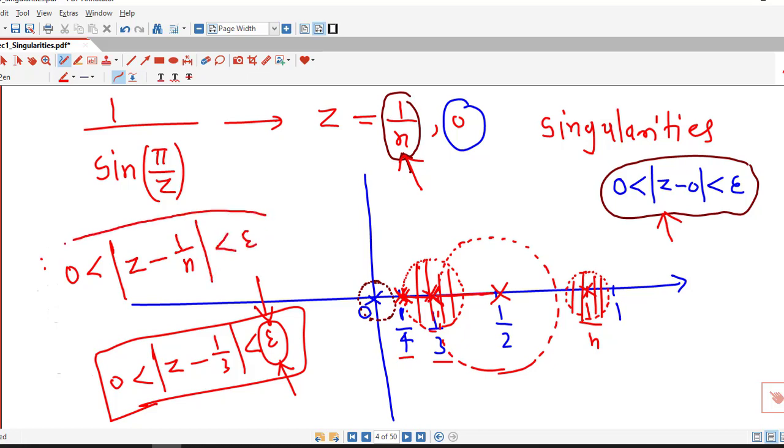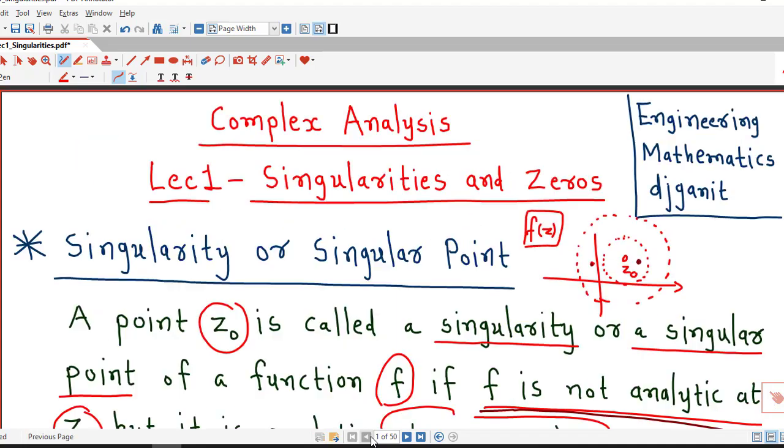Okay, we can always have this type of deleted neighborhood such that the function is analytic throughout this deleted neighborhood. The radius of this deleted neighborhood will be the distance of the point 1 by n from the nearest point at which the function is not analytic. So this is the meaning of isolated singular point.